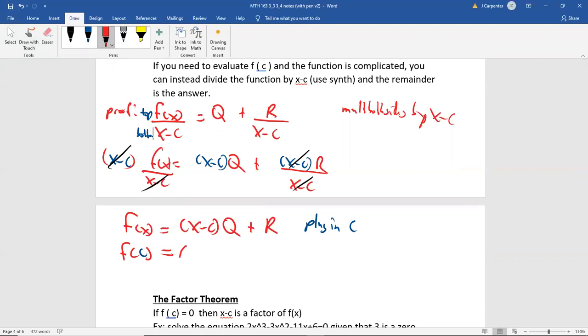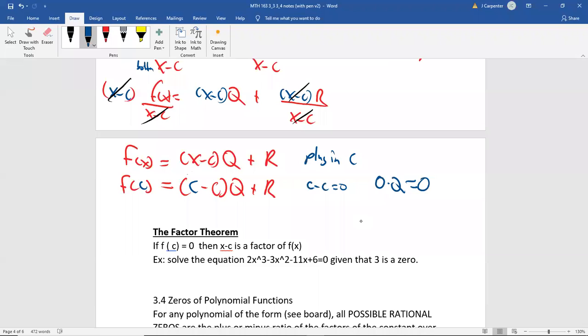So the x's are turning into c's. So this x here also turns into a c. And note that c minus c is 0, and 0 times q is 0. 0 times the quotient is 0. So this whole thing goes away, again, because the parentheses is 0, and then 0 times the quotient is 0. So at the end of the day, what we get is that f of c is equal to the remainder. Holy cow.